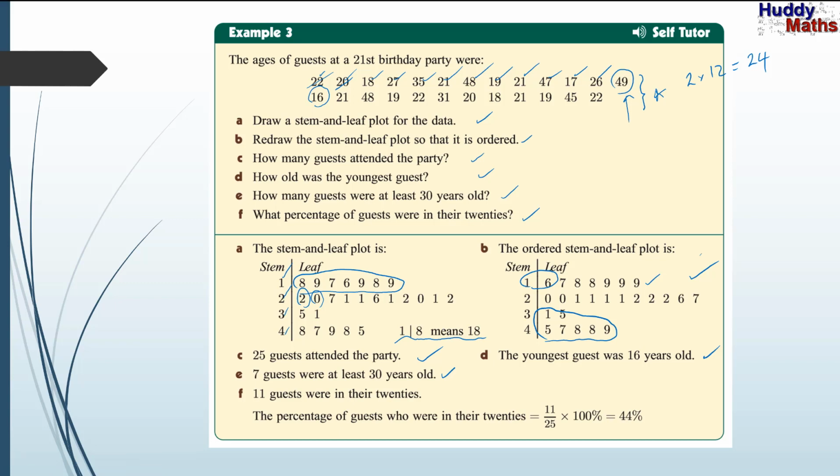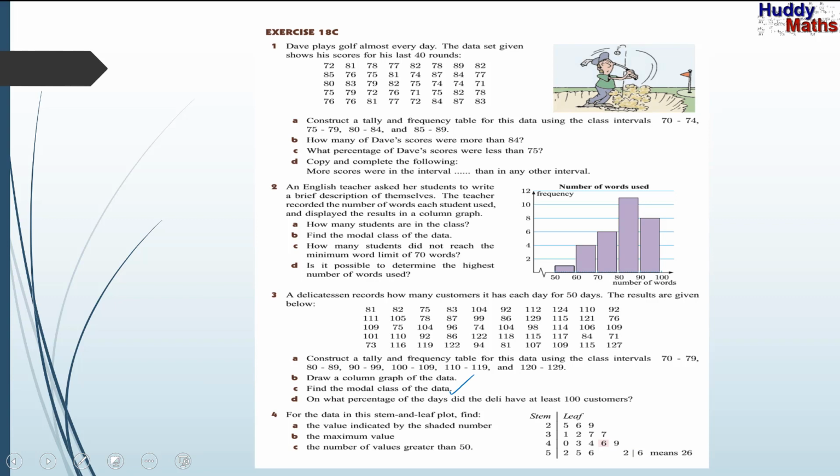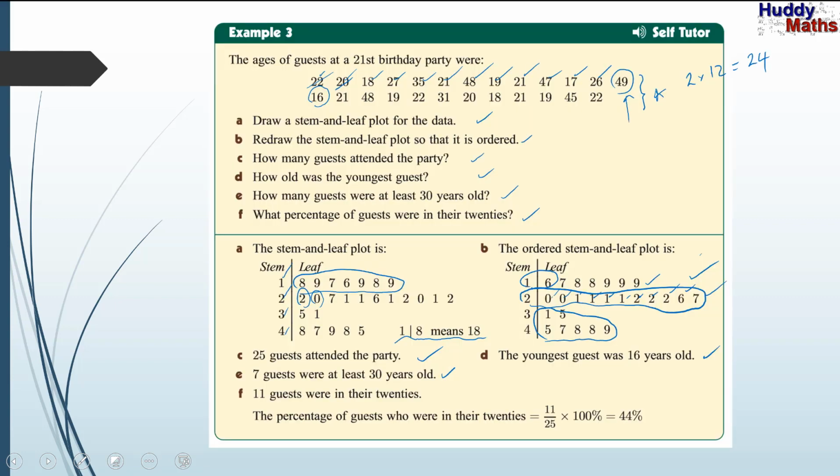How many guests were in their 20s? Well, here we are. We can go to this group here and total them up. There are 11 entries there. 1, 2, 3, 4, 5, 6, 7, 8, 9, 10, 11 guests were in their 20s. And the percentage of guests in their 20s, 11 out of 25 times 100. You could do that, couldn't you? 25 into 100 goes 4, so that's 44%. So don't forget some of these basic skills. You can use a calculator, but you want to keep your brain cells active as well.